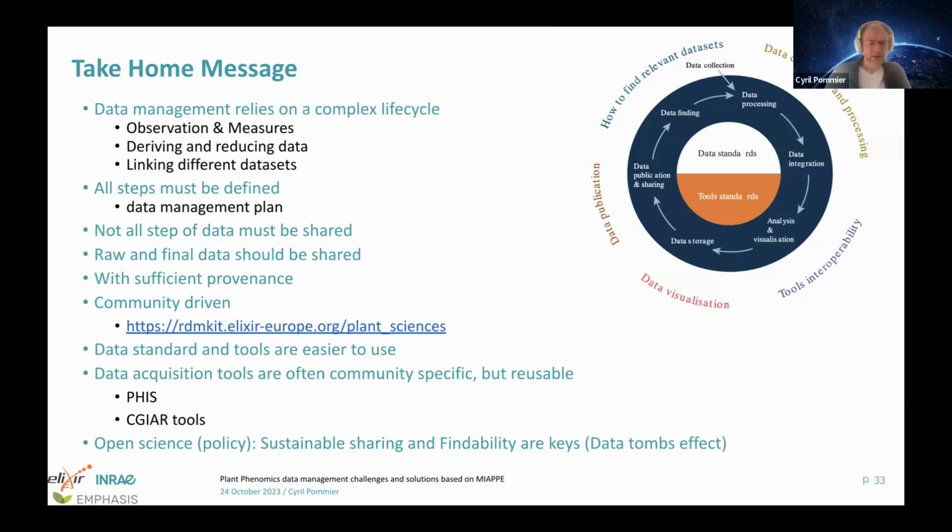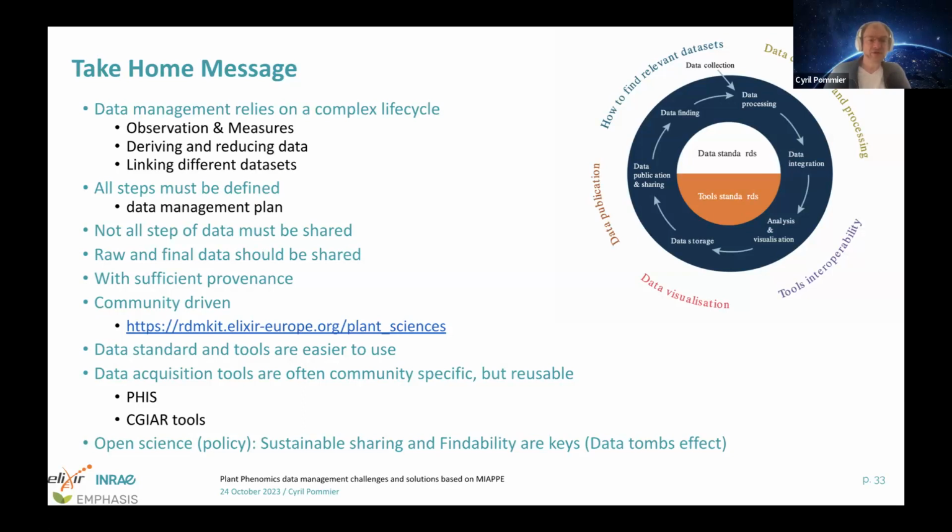We need also to be very clear on all those steps of this data life cycle, ideally through a data management plan. Not all steps of data must be shared, but it is really instrumental to share the raw data sets, and of course, the final data set to back the scientific publication, alongside sufficient provenance to understand exactly how the data has been transformed. All of this work, when it is community driven, and I draw again your attention to the RDM kit, data standards and tools are easier and easier to use each year. We are working very hard on this.